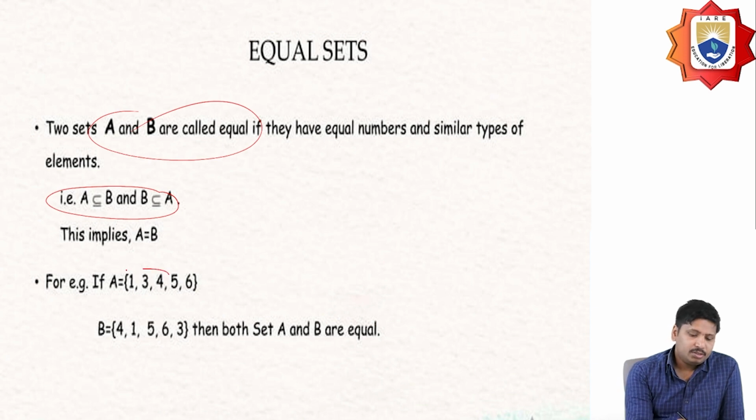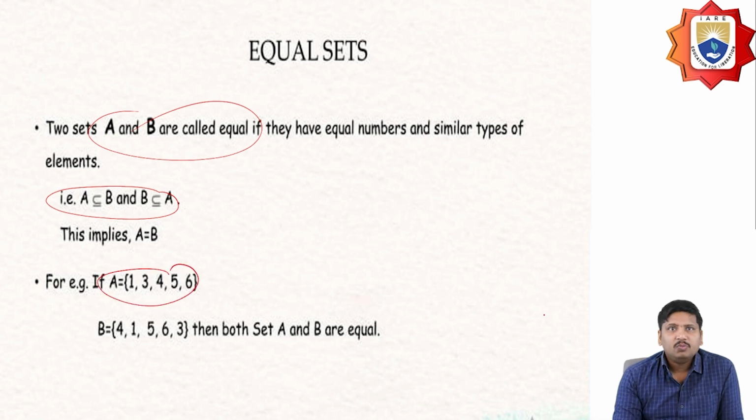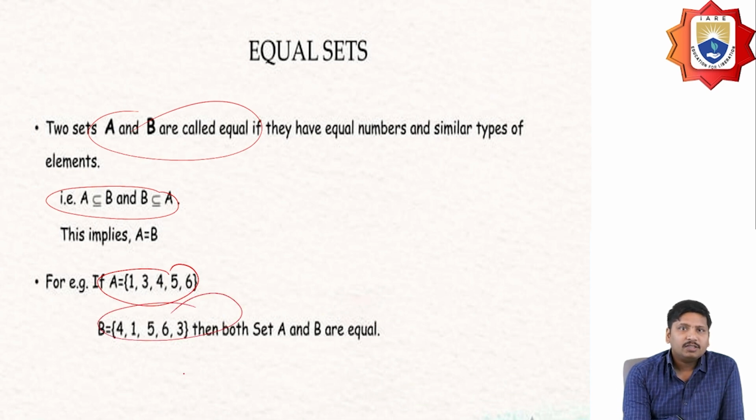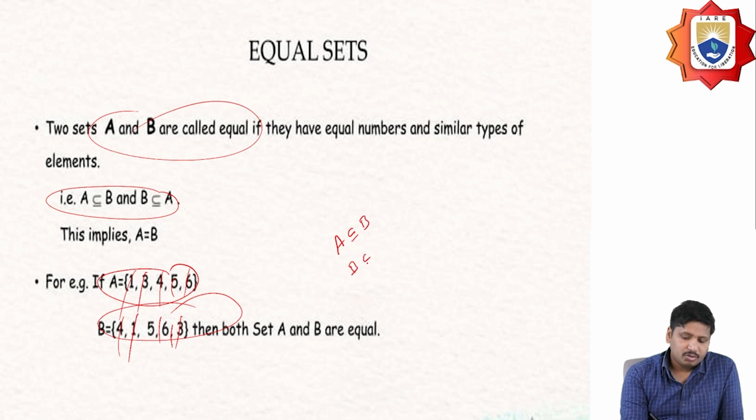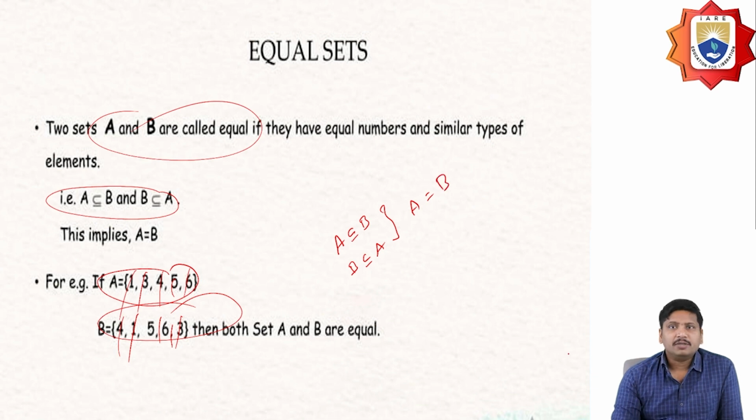See the example here. I'm going to have A equal to 1, 2, 3, 4, 5, 6 and B equal to 4, 1, 5, 6, 3. Then the elements 1, 3, 4, 5, 6 are also present here. So at that time I can write A is a subset of B and B is also a subset of A, and both together I can write as A equal to B. So that should be equal sets.